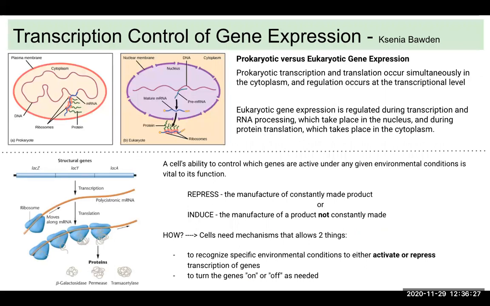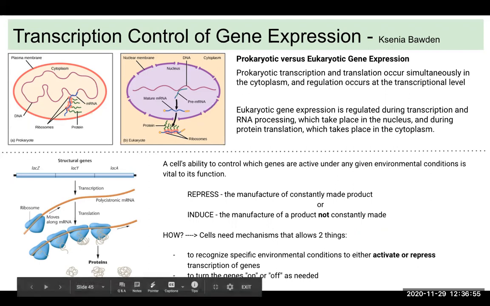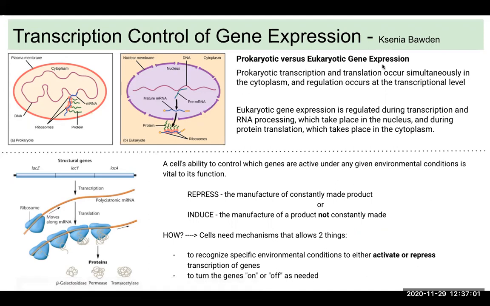Let's talk about the transcription control of gene expression. We have prokaryotic and eukaryotic organisms, so gene expression will be different in each of them. In prokaryotes, transcription and translation occur simultaneously in the cytoplasm, and the regulation occurs at the transcriptional level. Eukaryotic gene expression is regulated during transcription and RNA processing, which take place in the nucleus, and during protein translation, which takes place in the cytoplasm.